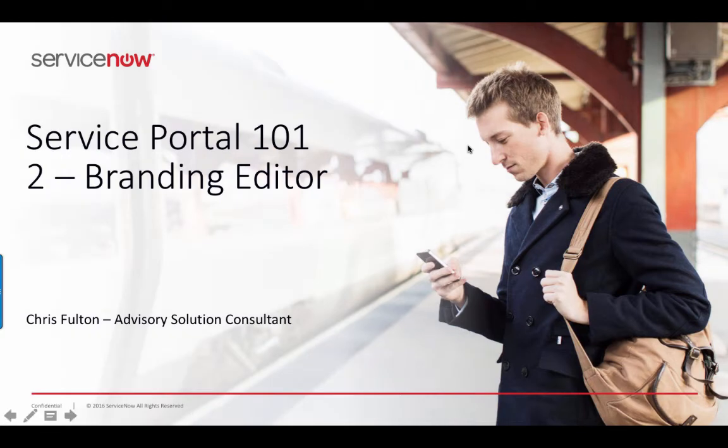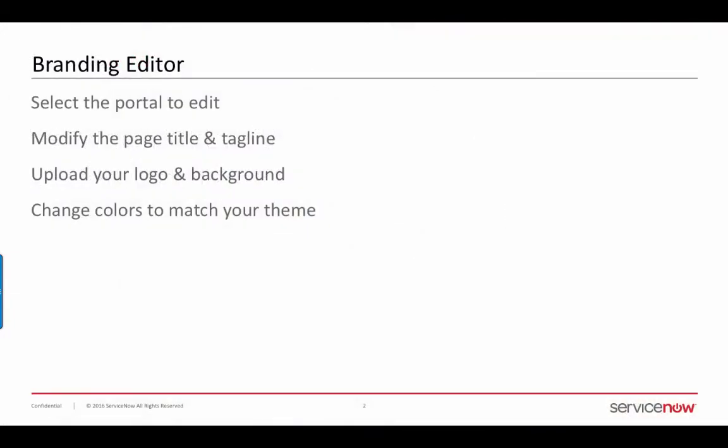Welcome back to part 2 of the Service Portal 101 series, and today we're going to take a quick look at the branding editor. The branding editor is part of the Service Portal and allows you to take the out-of-the-box provided Service Portal and brand it to your company theme, change the colors, change some of the text, and so forth. So we're going to jump into a demonstration here in a minute.